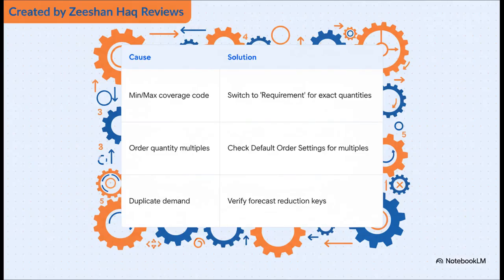So the secret here is to really understand your coverage code. If your item is set to min-max, the system's only goal is to order up to that maximum level, no matter what the specific demand is. If you need it to match the demand exactly, you have to use the requirement coverage code. And also, take a peek at your order multiples.